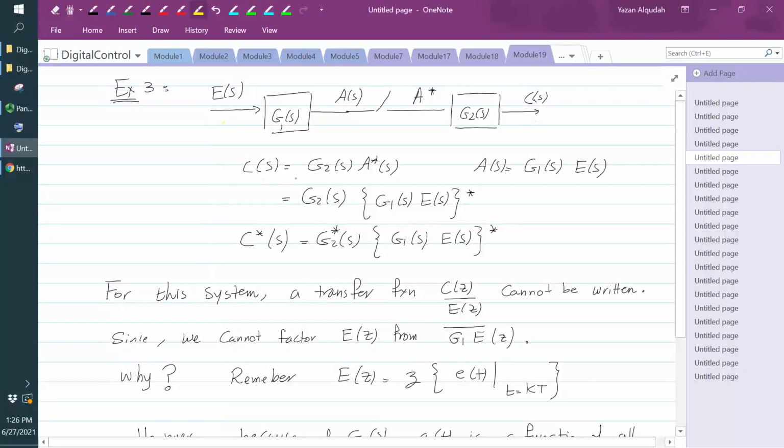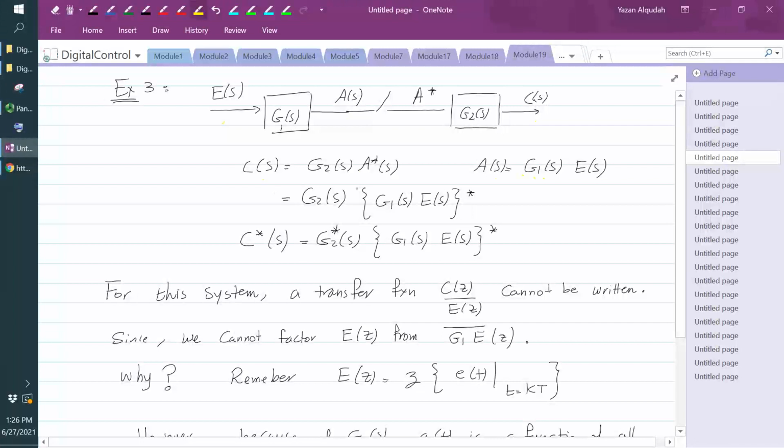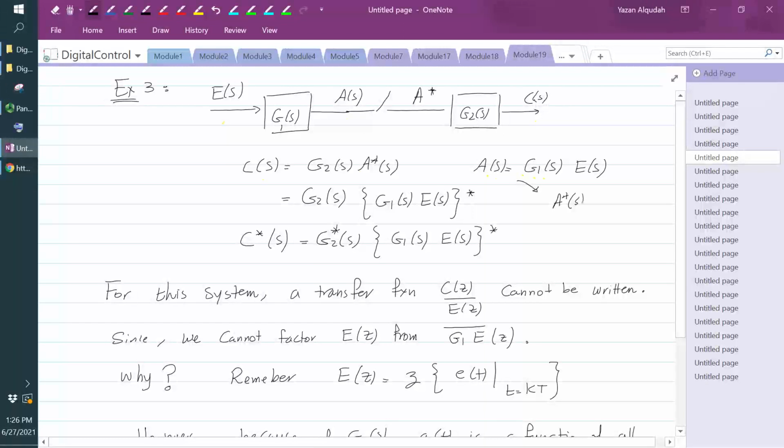The output C of S is equal to G2 multiplied by A star. A of S from here is equal to G1 of S multiplied by E of S. And coming back here, substituting for A star, I'm going to take the star for it. If I take the star for it, this is going to give me A star of S is equal to G1 of S multiplied by E of S. And after I multiply them, I'm going to take the star transform.